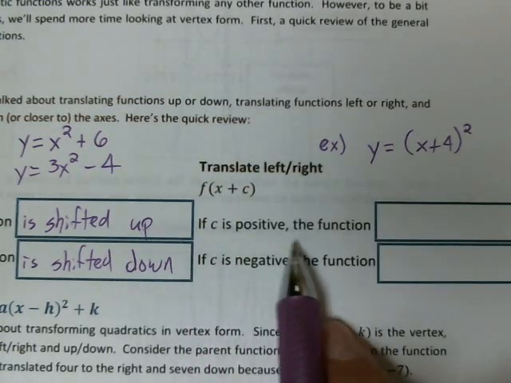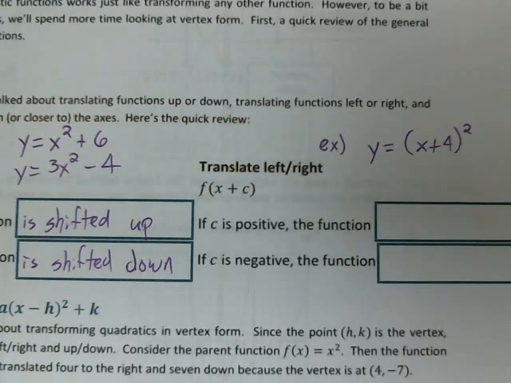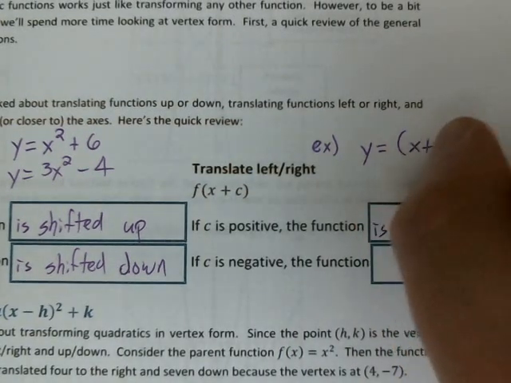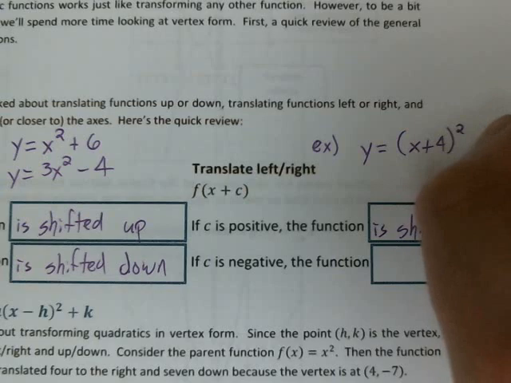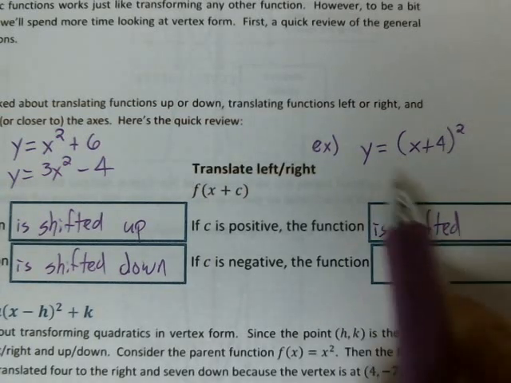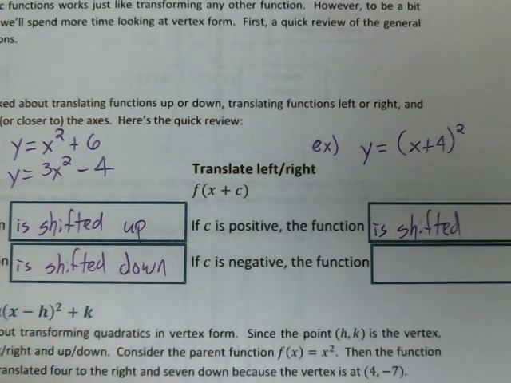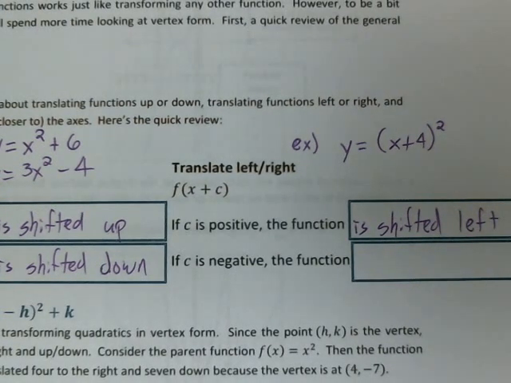And this says if C is positive, the function is actually going to be shifted. Which way do you think? Shifted to the right because it's plus 4? I need my bell. It's actually going to be shifted to the left. I'll explain that in just a second. Why is it shifted to the left?